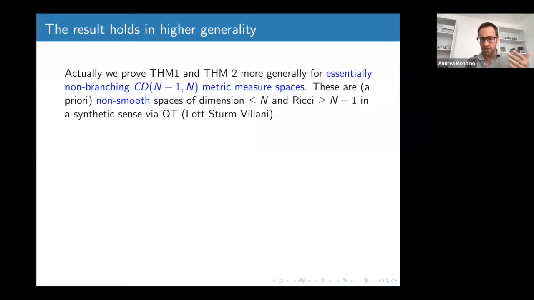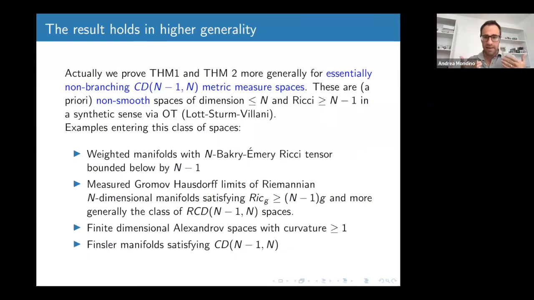So instead of giving the definition and entering the technicality, let me just mention that these are possibly non-smooth spaces of dimension bounded above by n, and with Ricci curvature bounded below by n minus one in its intended sense via optimal transport, in the sense of Lott-Sturm-Villani. And instead of giving you a definition, let me just give you a list of remarkable examples entering into this framework other than smooth Riemannian manifolds with lower bound on the Ricci.